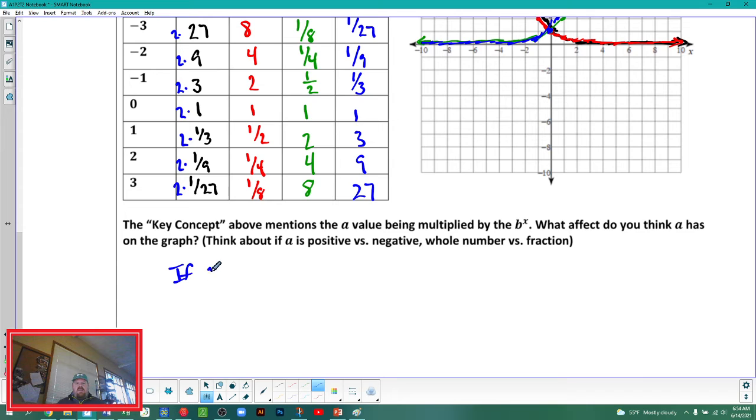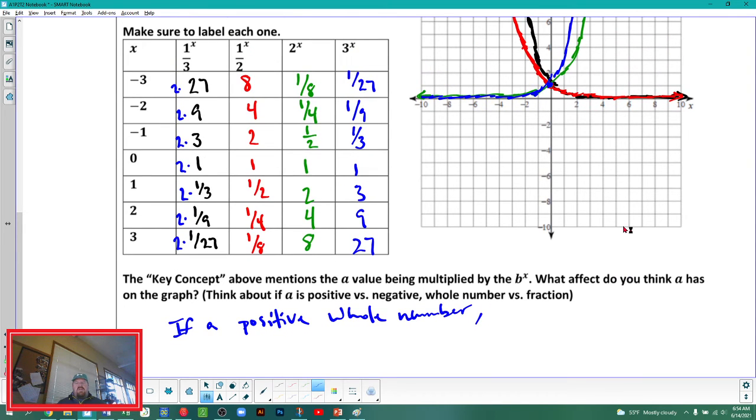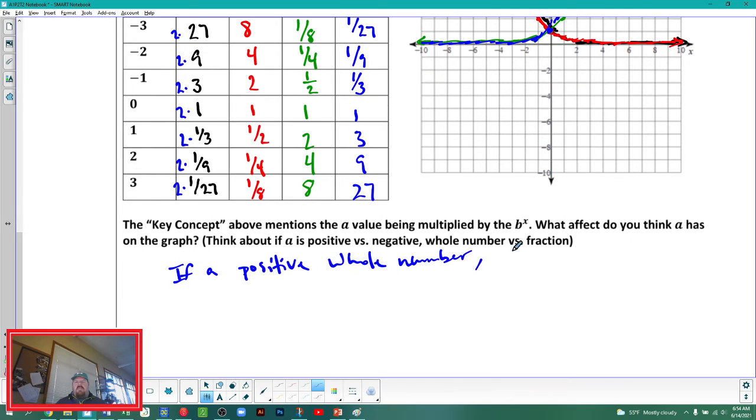So I would say something along the lines of, if A was a positive whole number, that's going to kind of increase every single point. Every Y value would be increased.